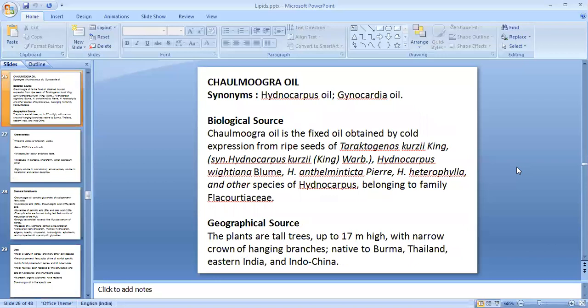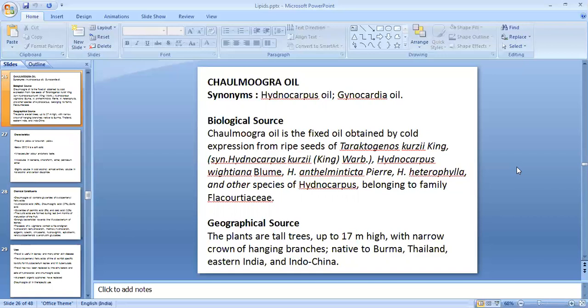And next we will see about Chaulmoogra oil. Morphologically, Chaulmoogra oil is an unorganized drug, which is a fixed oil, and chemically it contains lipids. It is a triglyceride of fatty acids, and pharmacologically it is used as an anti-leprotic agent. Synonym: it is otherwise called hydnocarpus oil or gynocardia oil.